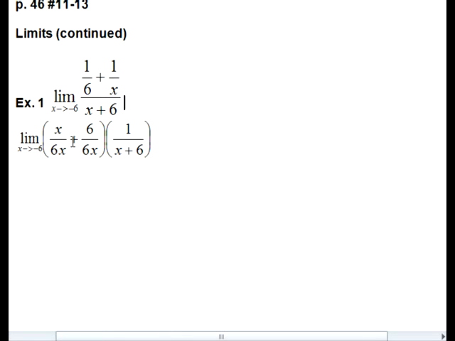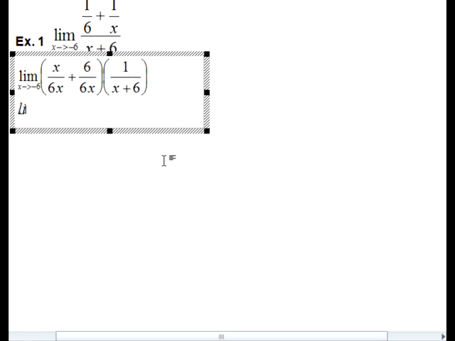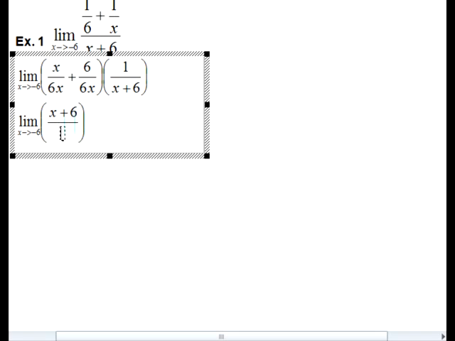If you take a look now, this should work out quite nicely. The right hand side is going to change to, hopefully, the limit as x goes to -6. The left hand side is going to switch quite nicely to x plus 6 all over 6x, and that's times 1 over x plus 6.